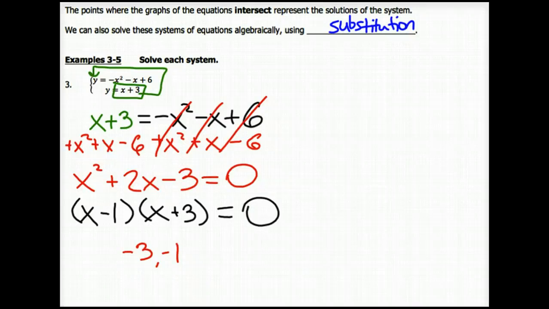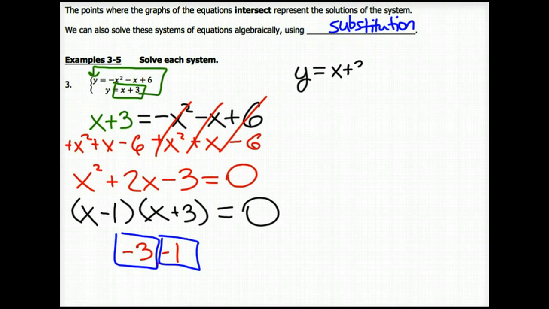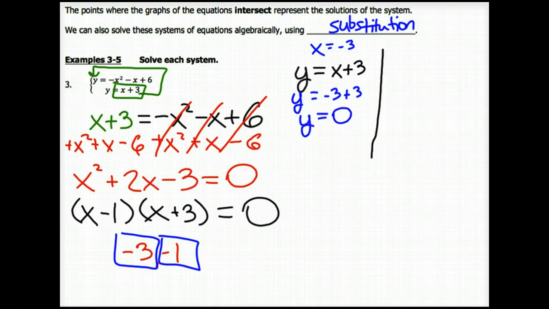Now I need to take both of these x value solutions and plug them back in to one of my original equations up here to find their corresponding y value solutions. Okay, so what I'm going to do is take my bottom equation, y equals x plus 3, and substitute my x value of -3 into that bottom equation. So that tells me that when x is equal to -3, y is equal to 0. So I know one of my intersection points for this system is the point (-3, 0).